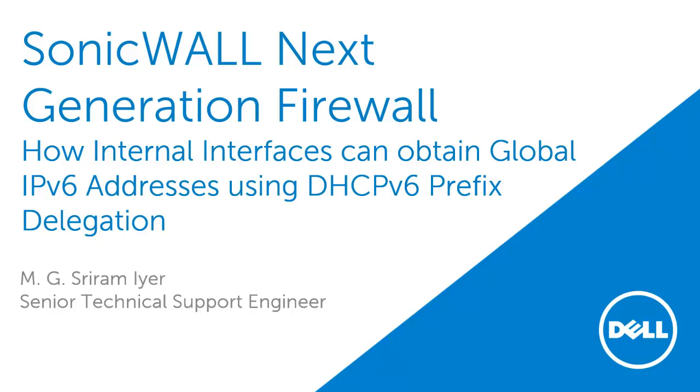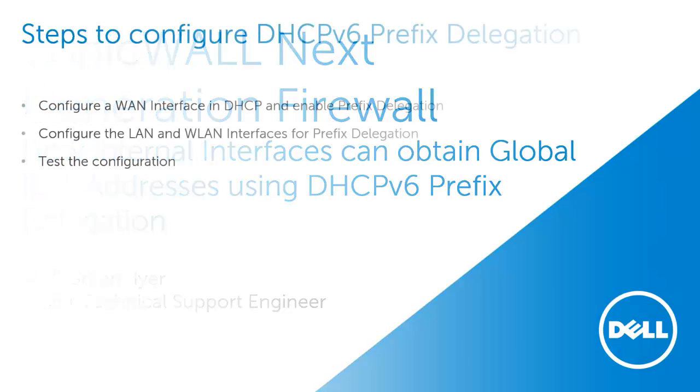In this video, I'm going to show you how internal interfaces can obtain global IPv6 addresses using DHCPv6 Prefix Delegation. DHCPv6 Prefix Delegation is a method of assigning network address prefixes by an ISP to a subscriber's network.